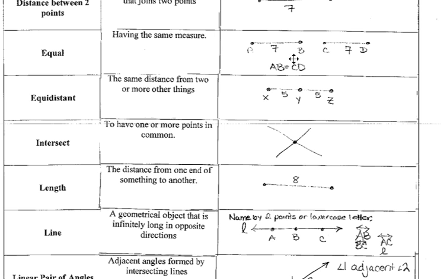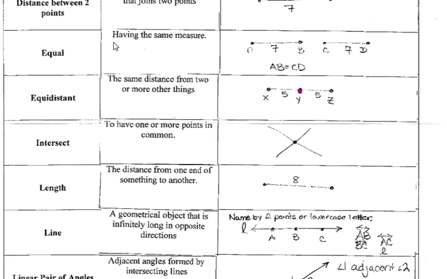Equidistant, on the other hand, means having the same distance from 2 or more things. So in this particular picture, the way this diagram is drawn, point X and point Z are equidistant from point Y. How come? Well, point X is 5 units from point Y. Point Z is 5 units from point Y, making these two distances equal, and therefore the points are equidistant from point Y.